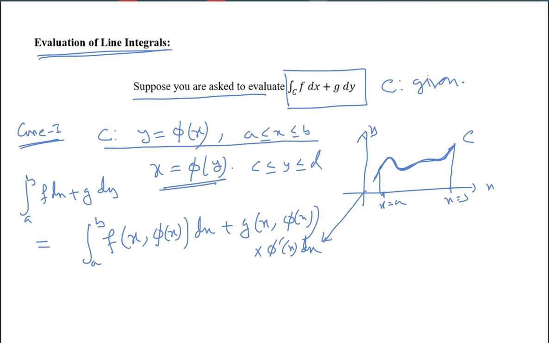Similarly, accordingly you need to change, and dx will be phi dash y dy. In that case, phi dash y dy plus g of phi y, y dy, like this. I have to write this thing, but you will be able to write. Don't think like this, it will be easy when we are solving some problem.